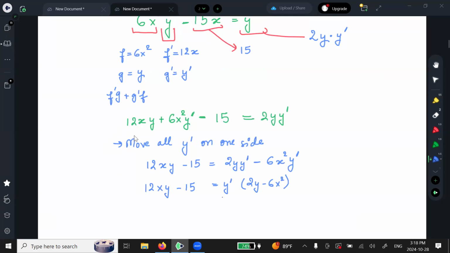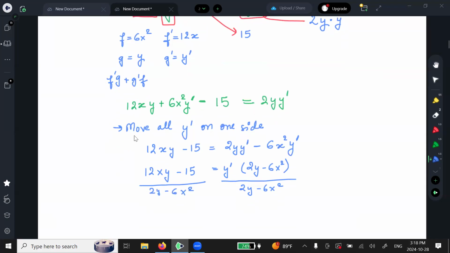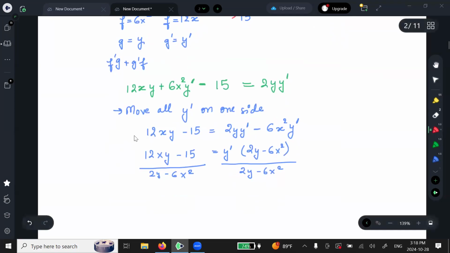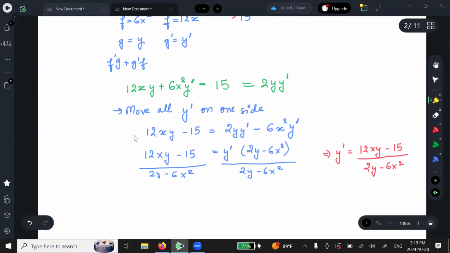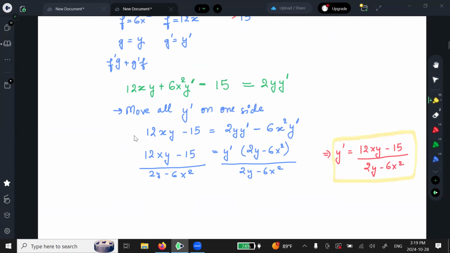And last step is just divide by it. Now I have given you plenty of chances to practice this. I can't even remember how many quizzes I've done with implicit differentiation. I expect all of my students to get this right in the exam. I have spent much time on this. So I get y prime equals 12xy negative 15 over 2y minus 6x squared. And that is it. This is it. Follow these steps. Yes. Evan.